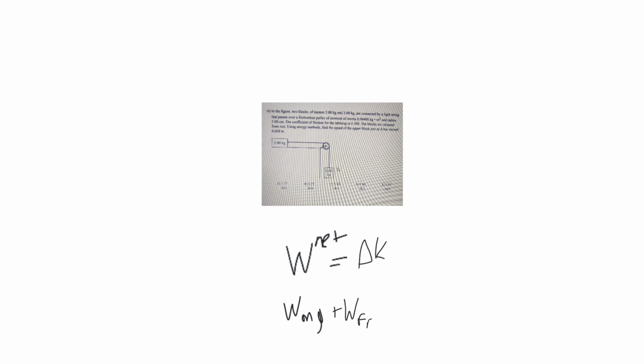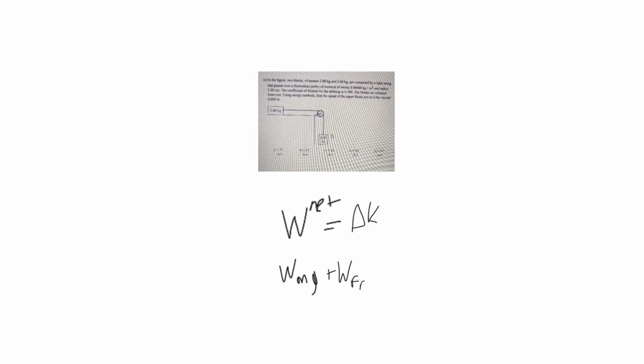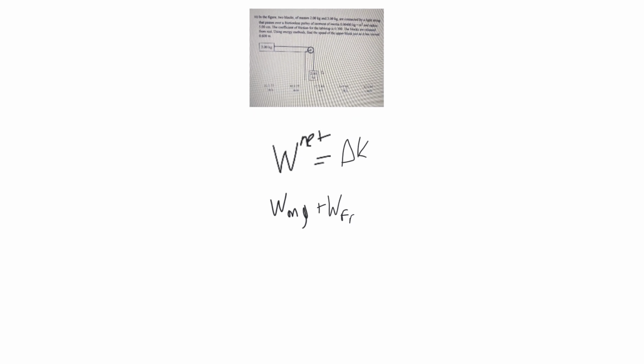The block is released from rest. Using energy methods, find the speed of the upper block as it has moved 0.600 meters. Okay, so to solve that, we first have to know that the net work here is equal to the change in kinetic energy, right?